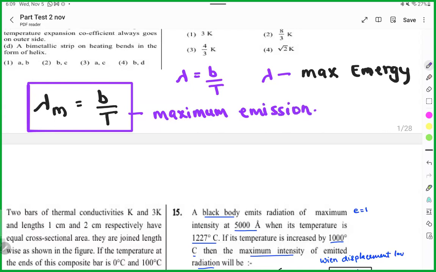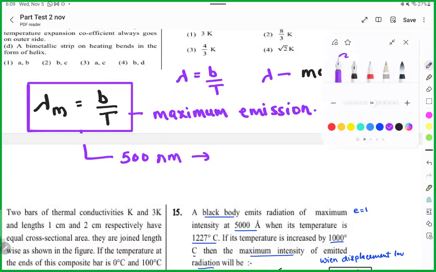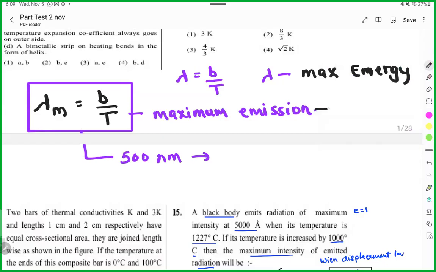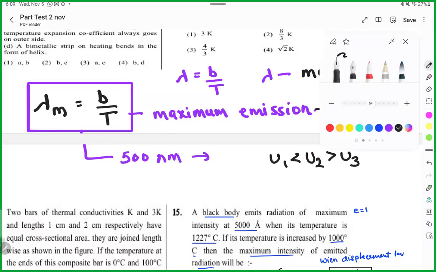Good point. So through this, when you are calculating, your wavelength is coming 500 nanometer. At 500 nanometer, you will get maximum emission, maximum energy. So this value will be maximum, U2. All other values will be less than this. It means U2 is greater than U1. U2 is also greater than U3. सबको समझ आया? Everybody understood this concept?